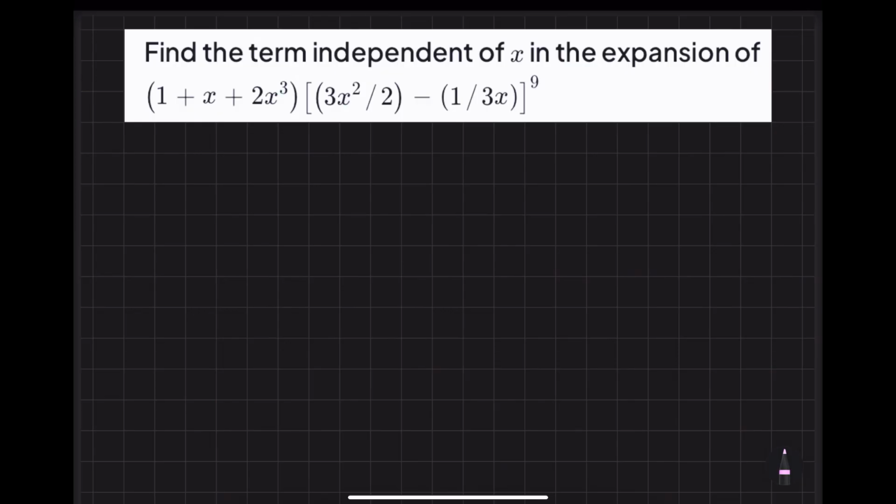So we got this situation, the term independent of x in the expansion of this. Okay, so this is team A and this is team B. You have to find the term independent of x, which means those persons will fight whose product after multiplying takes x to the power 0. Okay, so look at this thing.